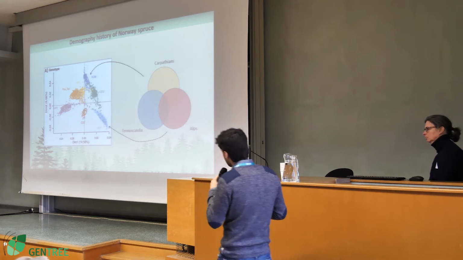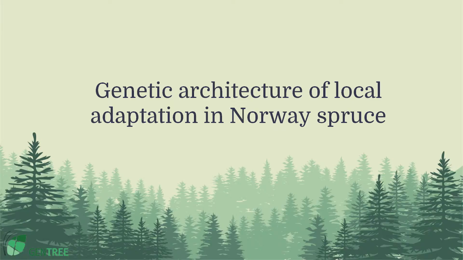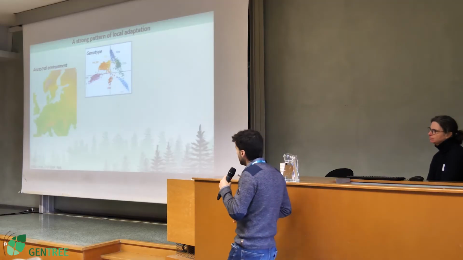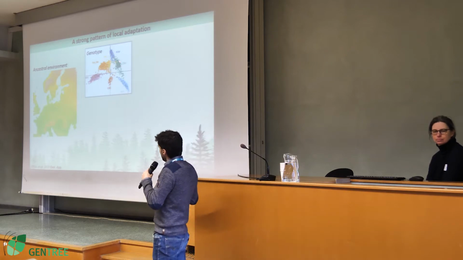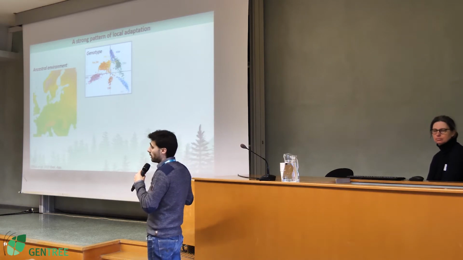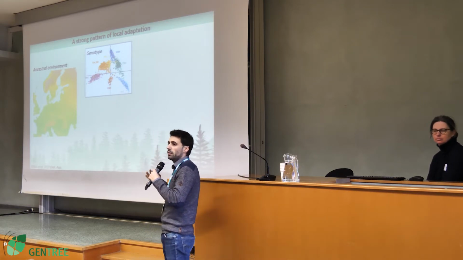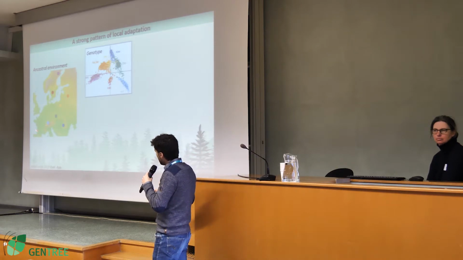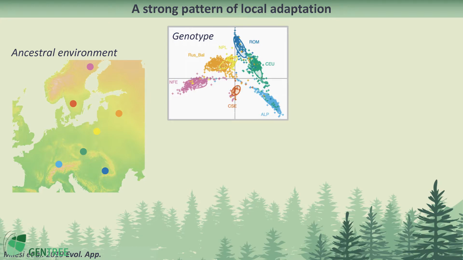Okay? So now that we have a clear view of the demographic history and the population structure, we can look at the pattern of local adaptation. The fact that we are now able to identify where the trees have had their evolutionary history means that we have been able to go back to the ancestral environment to look at the variation of that environment.